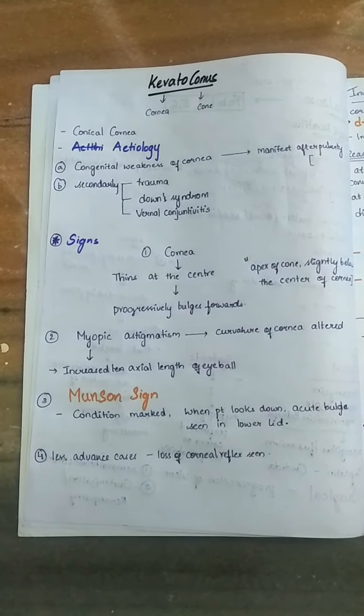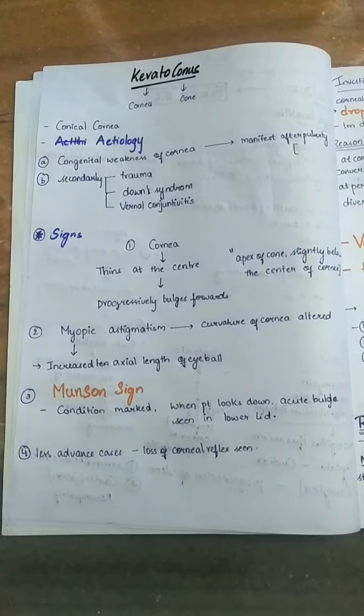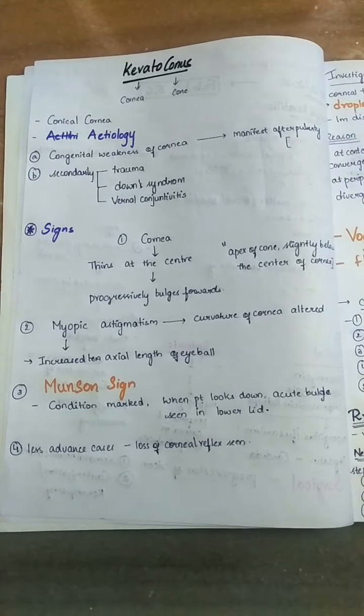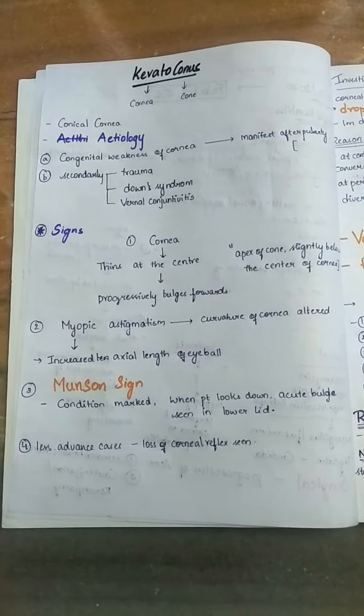Hello everyone, coming to keratoconus. Keratoconus means kerato means cornea, conus means cone shape. It was also known as the conical cornea.